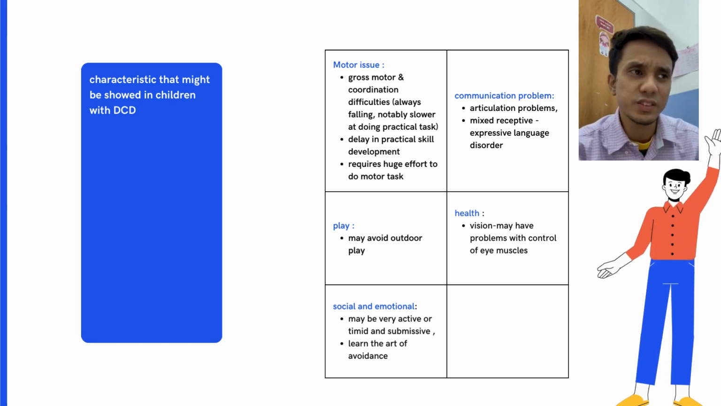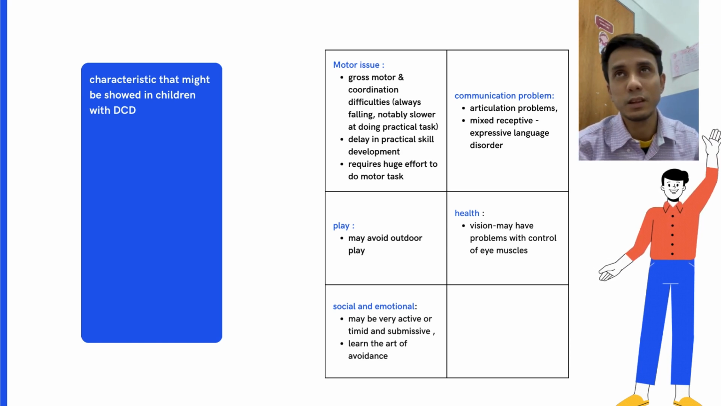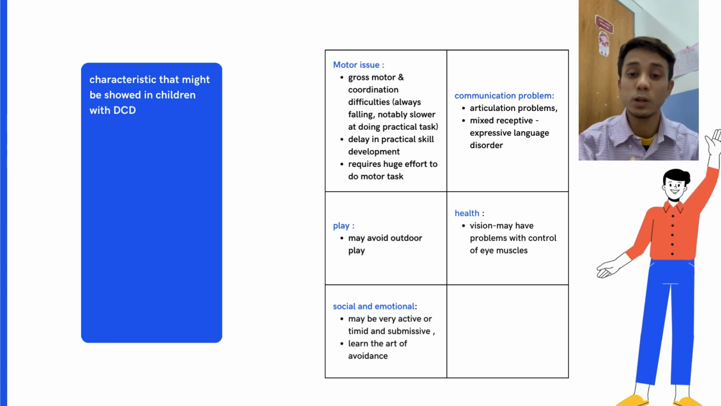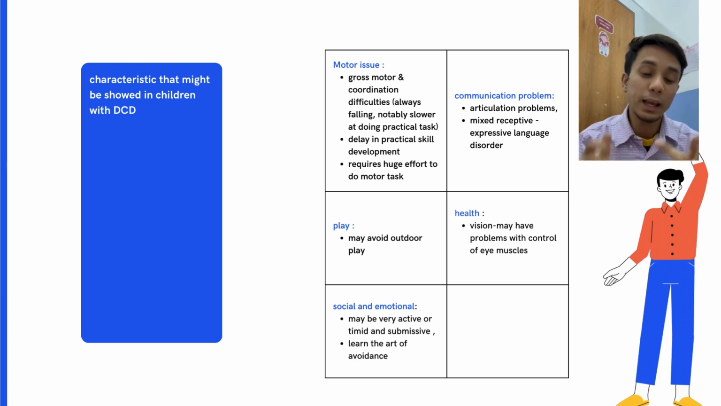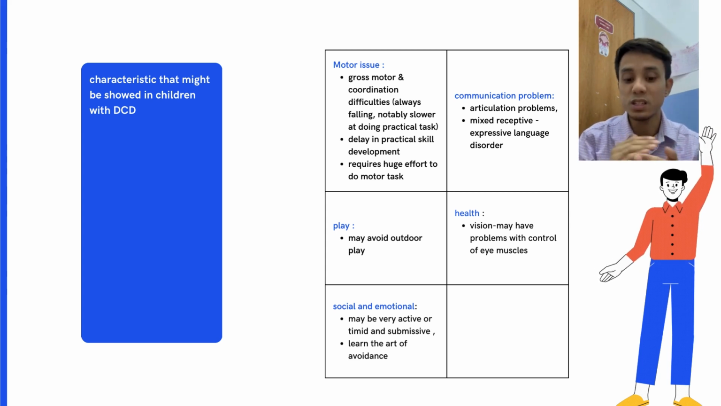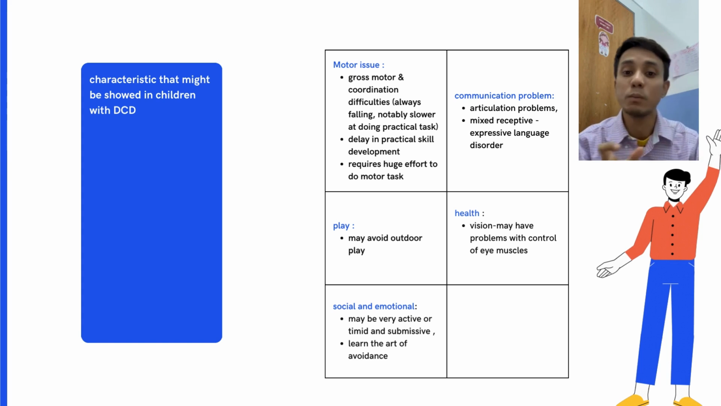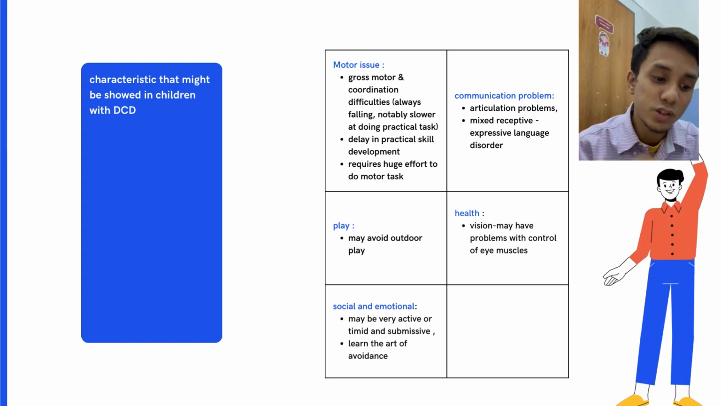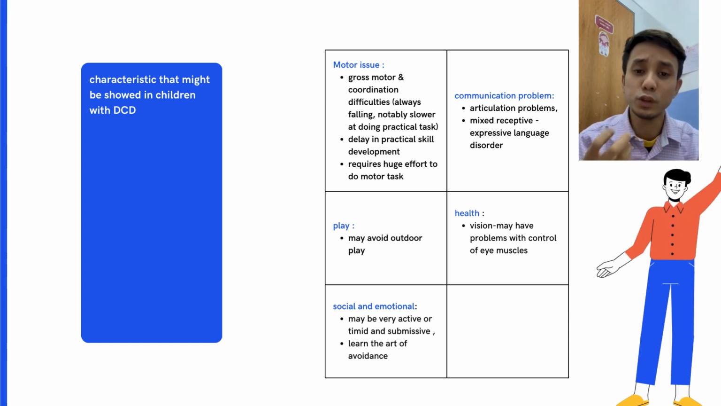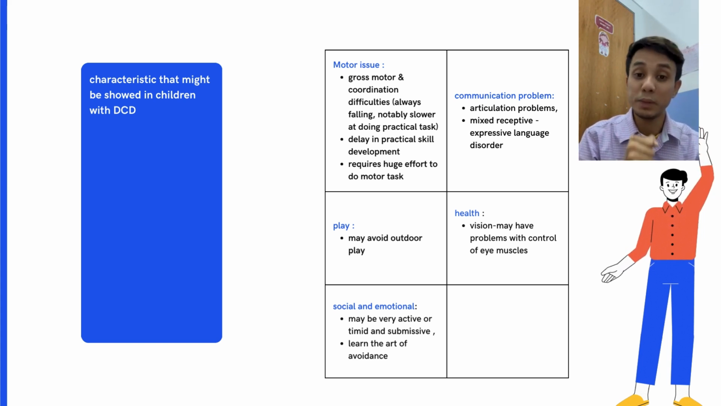Now, the characteristics that you can actually see in the children. Basically there are 5 things we can see: their motor skills, the play, the health, the social and emotional aspects, and the communication problems. These are the 5 issues that we usually see in these children. From the motor issue, like I said in the previous slides, there are gross motor and fine motor skills. They have delay in practical skill development and require huge effort to do motor tasks. This is the main reason.